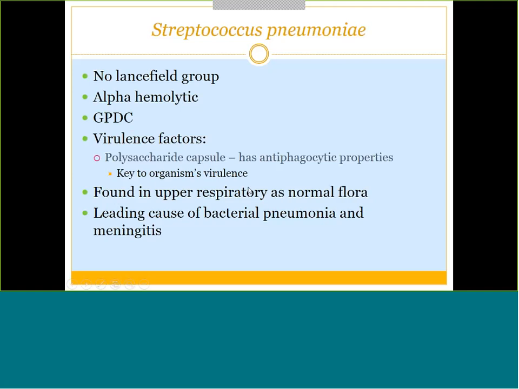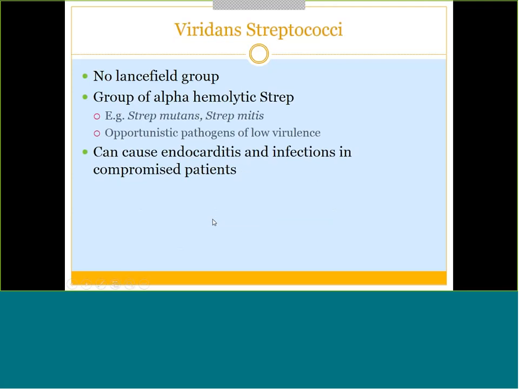It can be found a little bit in the upper respiratory tract as normal flora, but it is named pneumoniae because it is the number one cause of pneumonia, so that's a lower respiratory infection. It is also a huge cause of meningitis. So two very big diseases associated with this. Number one cause overall of pneumonia, and it is a large cause of meningitis. So keep that in mind. Viridans Strep is another one with no Lancefield group, and this is our other alpha hemolytic strep.